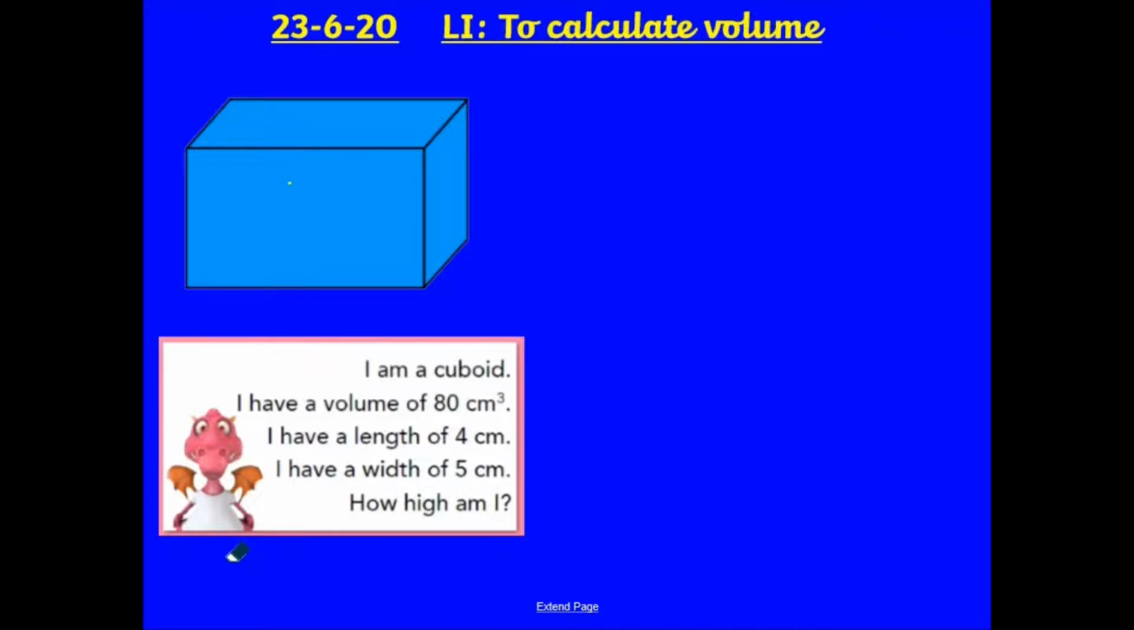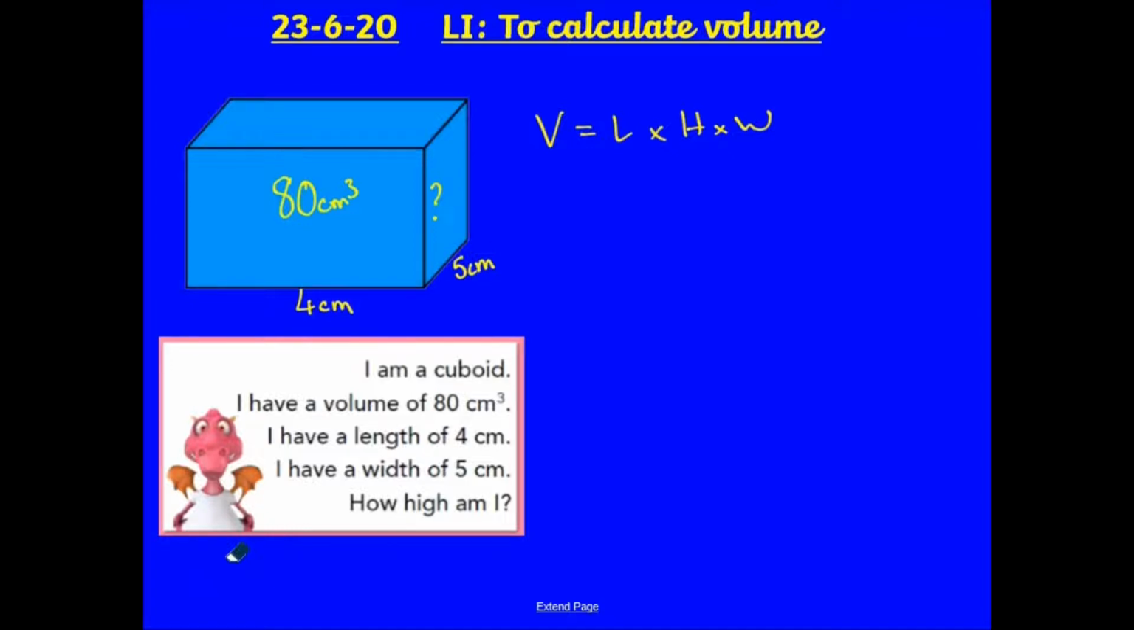So we know that the total volume of this shape is 80 centimetres cubed. I know that the length is 4 centimetres, and I know that the width is 5 centimetres, but I do not know the height, and I need to work that out. So basically, the volume is equal to length times height times width, or any combination of those. Let me just put those numbers into it.